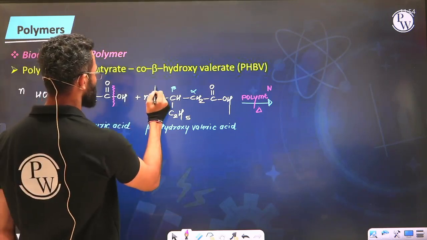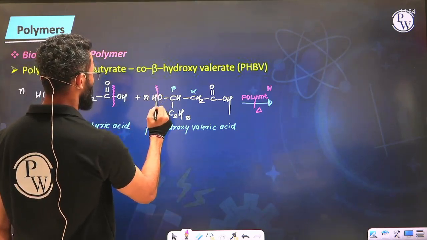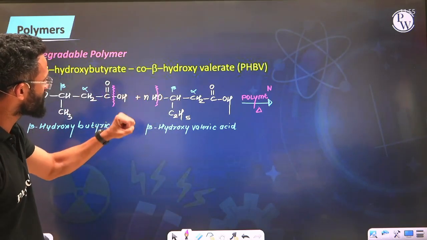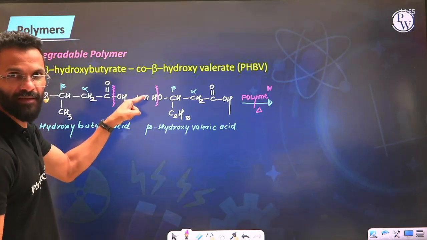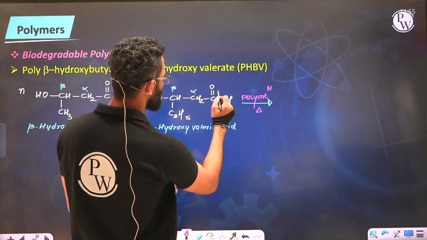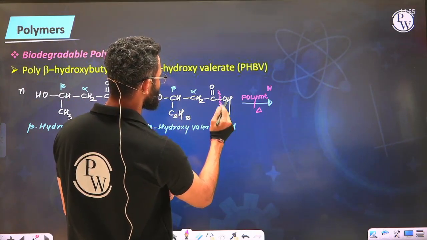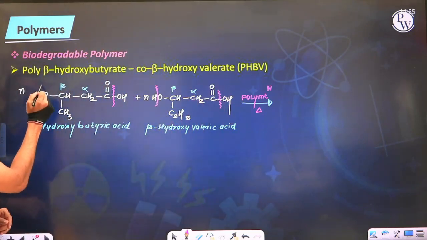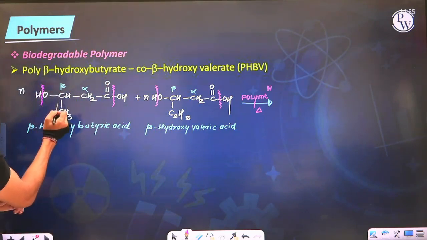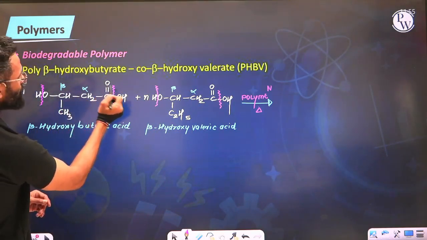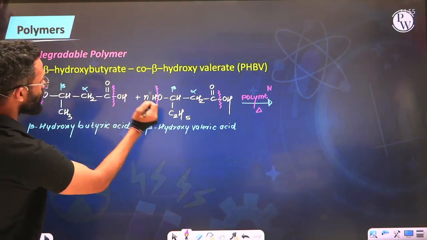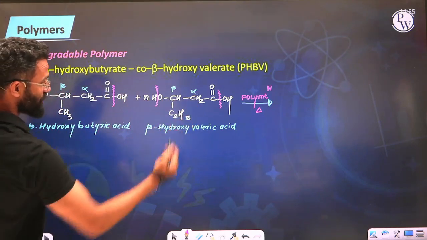So the acid will give OH, the alcohol will give H. Upon condensation, we are eliminating a small fragment such as a water molecule. The same thing will happen from the carbon terminal of beta hydroxyvaleric acid. So the COOH of valeric will condense its OH with the H of the alcoholic OH of butyric acid. So what are we going to get? OCHCH3 CH2 C double bond O O. So COO is the ester functional group, right? R C double bond O O R dash, that is an ester. So we are going to get a polyester.